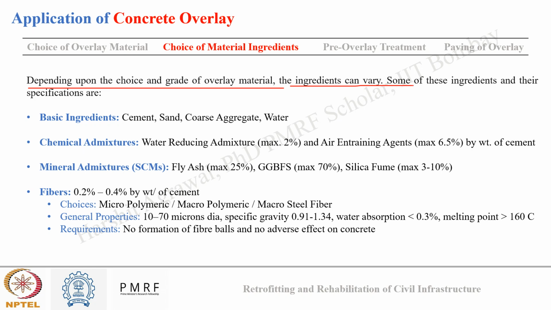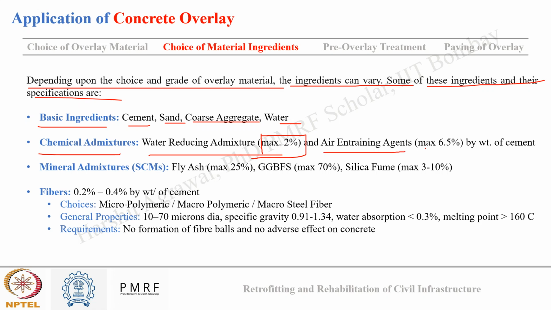the ingredients can vary. Some of these ingredients and their specifications are, though we have basic ingredients that are cement, sand, coarse aggregate, and water. We may use chemical admixtures like water reducing admixture, which has a limited percentage of use, maximum 2%, or we can use air entraining agents, which can be used up to maximum 6.5% by weight of cement. We can always use mineral admixtures like SCMs to enhance the performance of my pavement. We can use fly ash, GGBFS, ground granulated blast furnace slag, or silica fume.